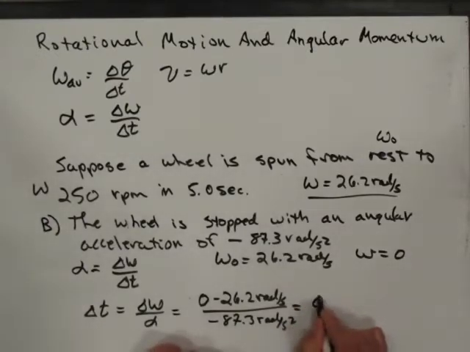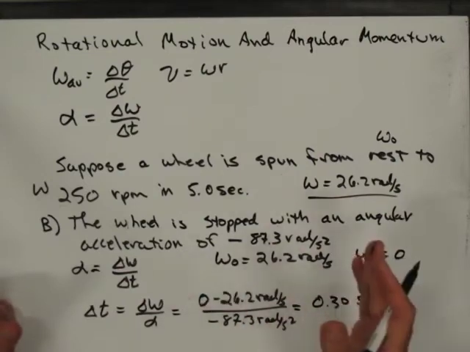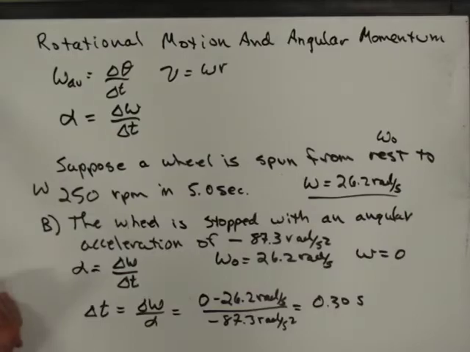And I get 0.30 seconds. So that's using the angular acceleration equation to solve some sort of, I would call these kinematics problems with rotation, right? And kinematics problems were velocity, position, velocity, and acceleration for straight lines, but now we're doing it for rotation. We're doing kinematics equations for rotation.